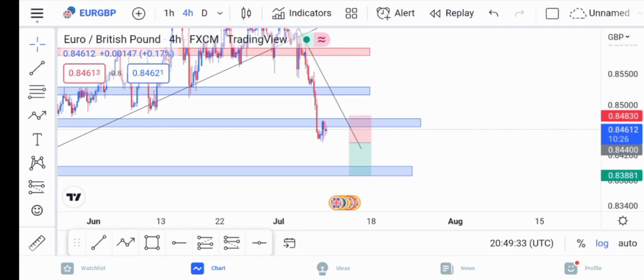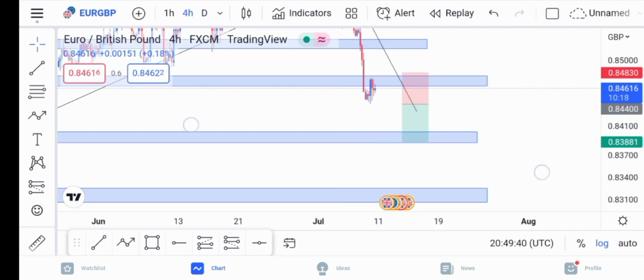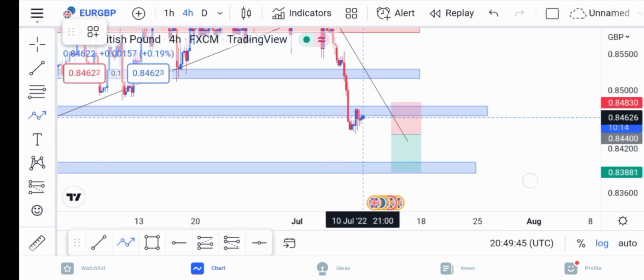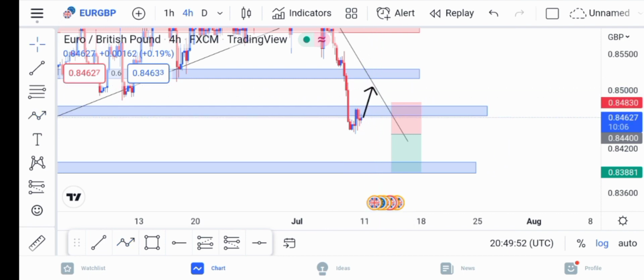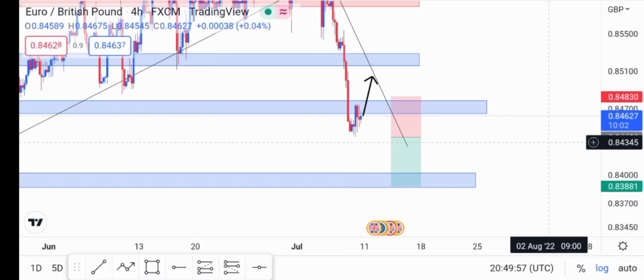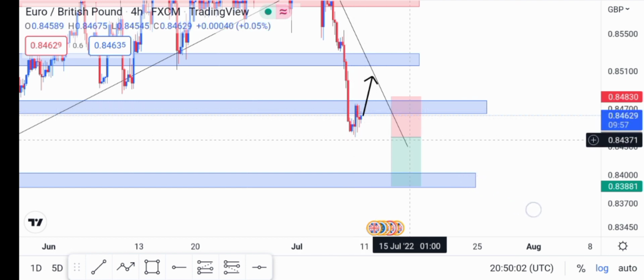So if this is really a retest, this is the kind of movement we should expect. But if you see EURGBP pushing to this area here, this means the signal is invalidated, but we'll be safe because there won't be any open positions. So let us hope for the best. Let's just hope this is a retest, and then it's going to push downward.